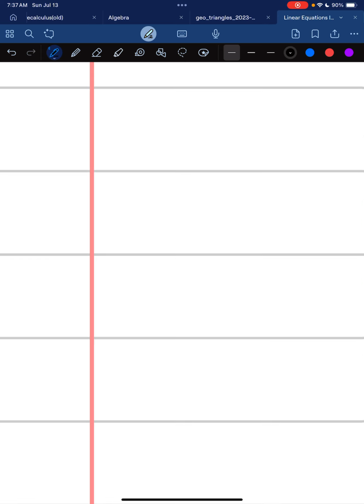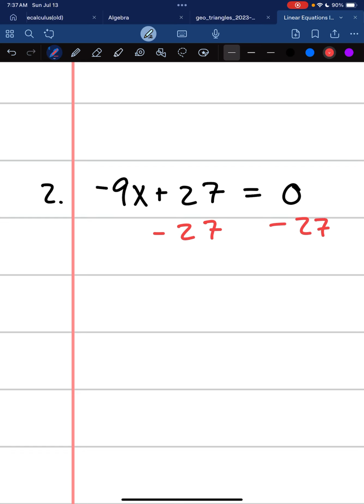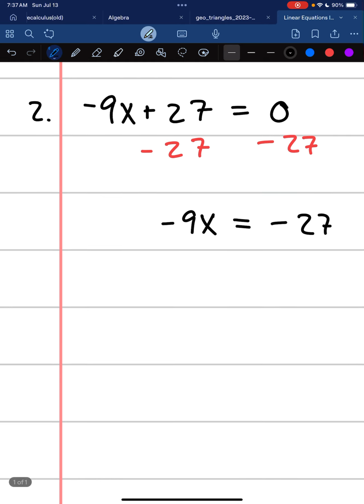Let's look at another one. Let's say I have negative 9x plus 27 equals 0. Again, I'm going to start off by getting rid of this 27. I'm going to do the opposite of adding, so I'm going to subtract it from both sides, minus 27. We can see that on the left side, 27 minus 27 is 0, so I'm just left with negative 9x. And on the right side, I'm left with negative 27. 0 minus 27 is negative 27.